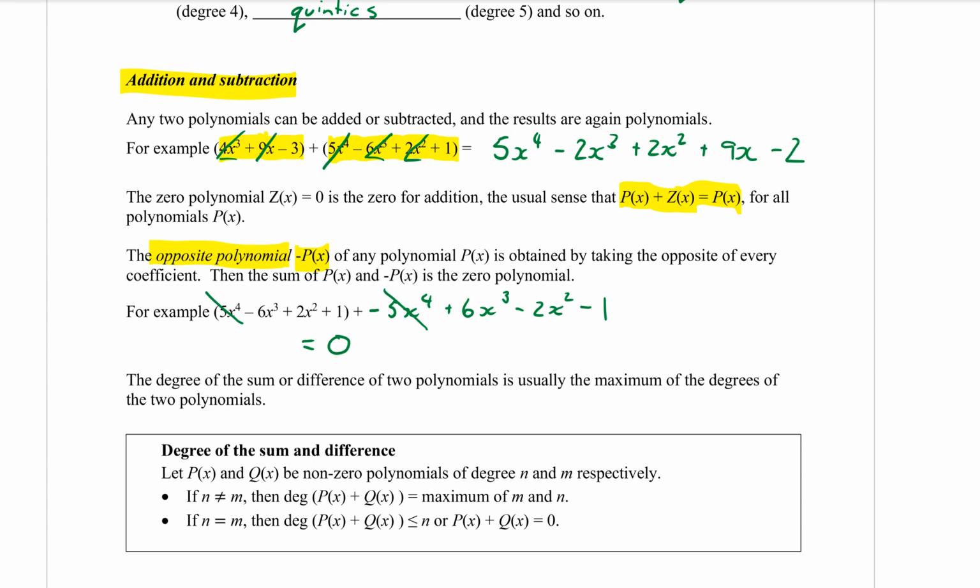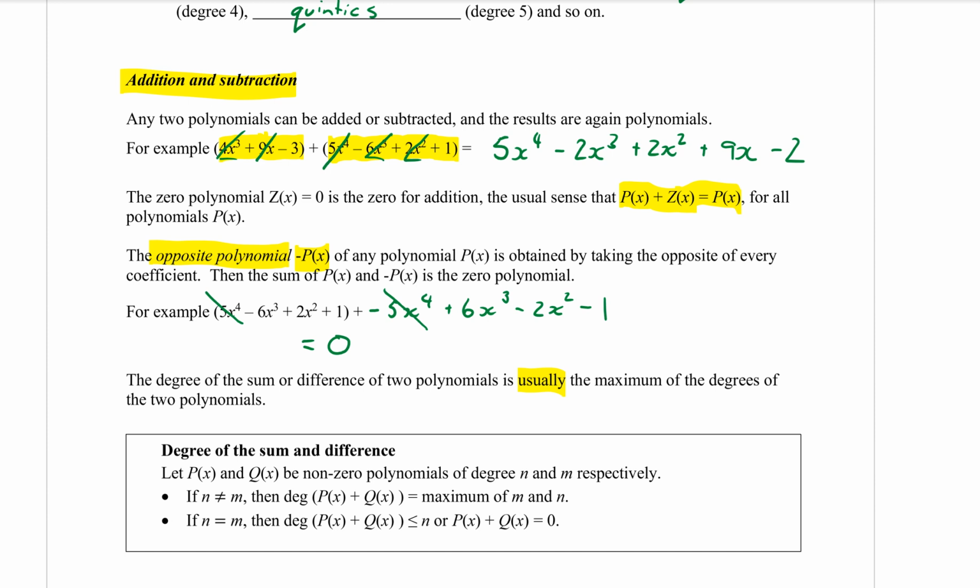The degree of the sum or difference of two polynomials is usually, and it does say usually, the maximum of the degrees of the two polynomials. So if I look back to this top one that I did up here, when I was adding those two polynomials, this one was a degree 3 polynomial and this one was a degree 4 polynomial. So when I add them together, the polynomial that I get is going to have that same highest degree, is what that means.